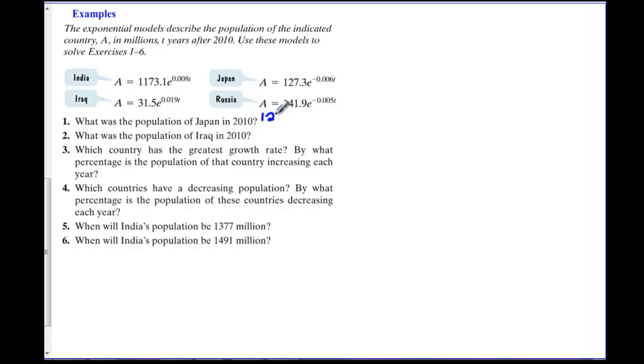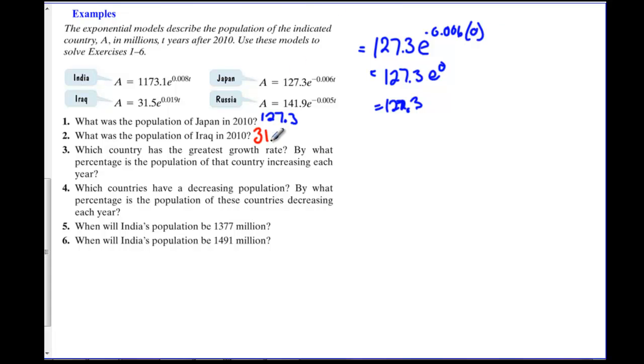Yeah, 127.3. And again, the reason being, if we go 127.3 times e to the negative 0.006 and then plug in a 0, this all becomes e to the 0 power. E to the 0 is the same thing as 1, so we don't even have to have it there. It's the same as just 127.3. All right, so the population of Iraq in 2010 was what? Yeah, 31.5.